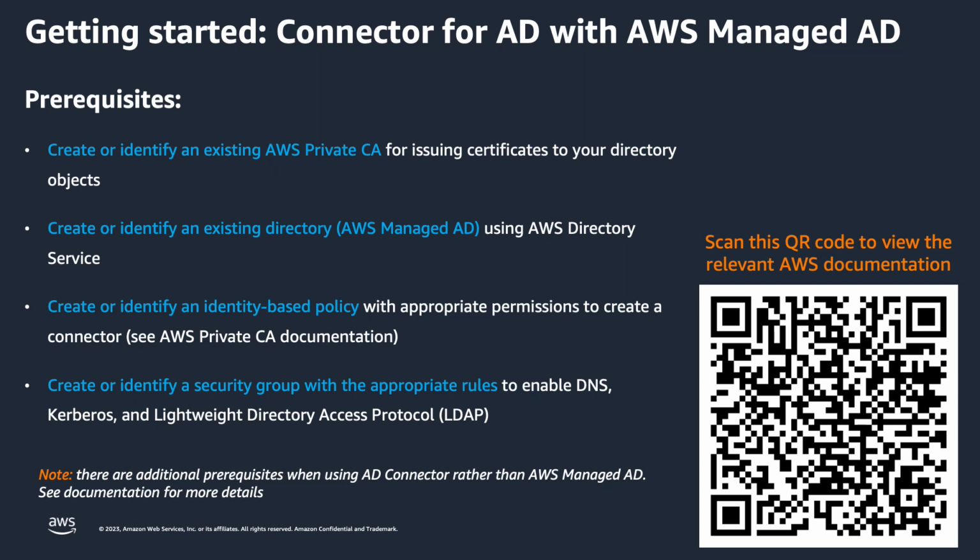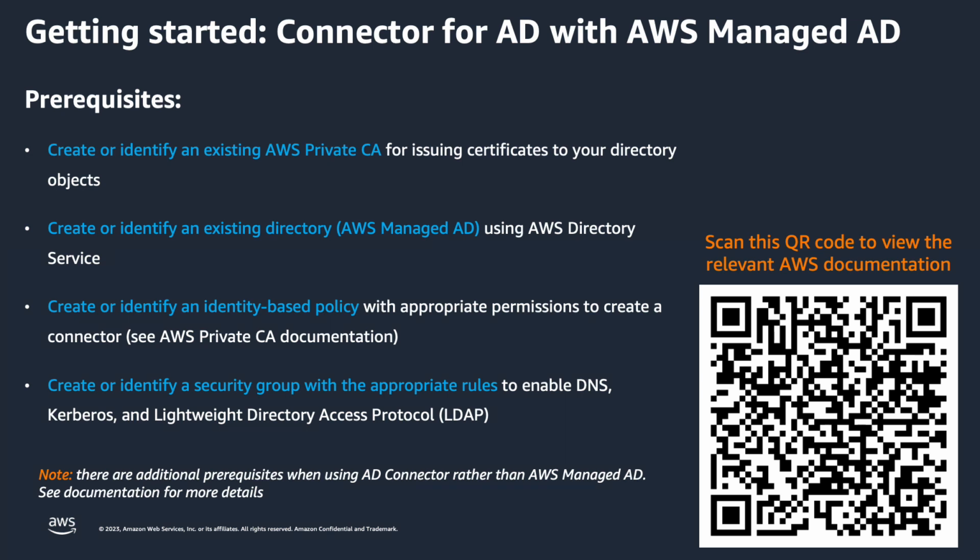To get started with the connector for AD, there are a few prerequisites. You will need to use AWS Private CA to create a CA to issue certificates, or use an existing CA if you've already created one. You will also need to create or identify an existing directory using AWS Directory Service. For this demo, I've pre-created a directory using AWS Managed Microsoft AD.